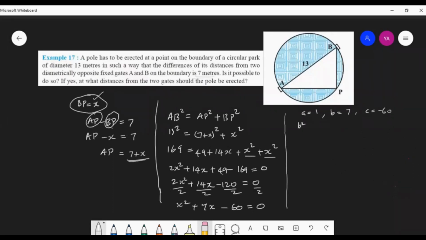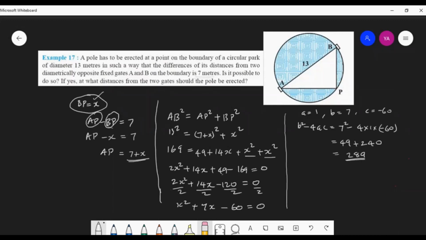Then b square minus 4ac, the discriminant value. What will be b square minus 4ac? 7 square minus 4 into a is 1 into c is minus 60. So 49 minus 4 into 1 into minus 60, and minus multiplying minus, we will get a positive. 4 into 60 is 240, right? Now adding these two, what will you get? 289. It's a perfect square, right?